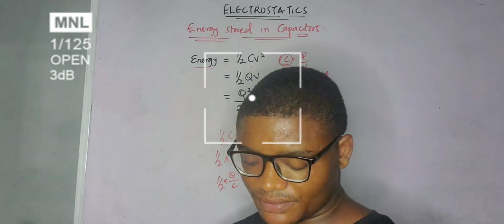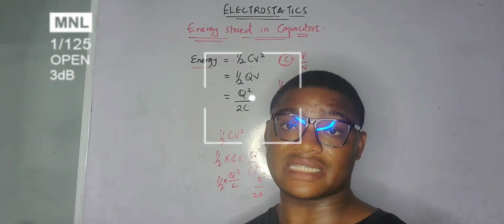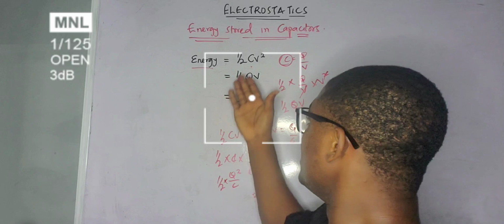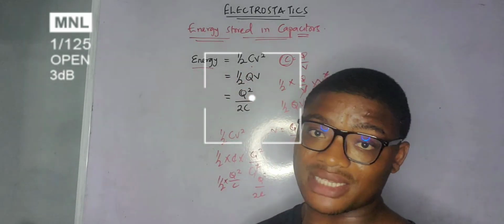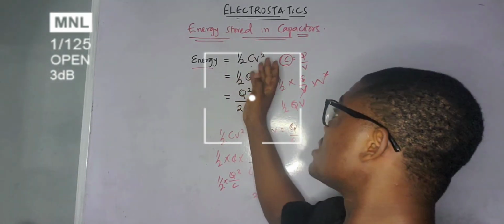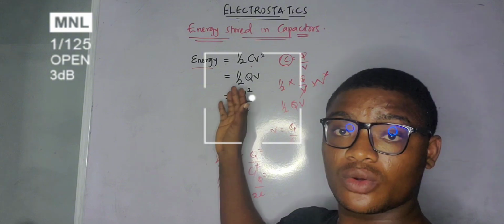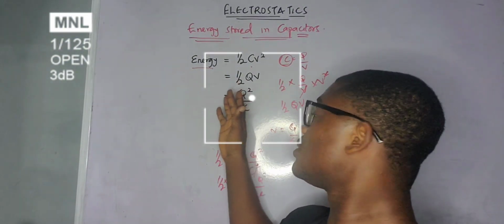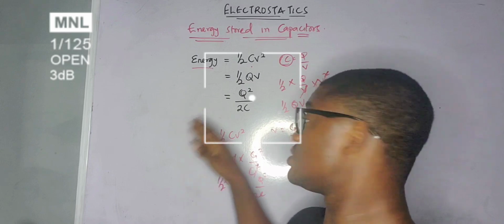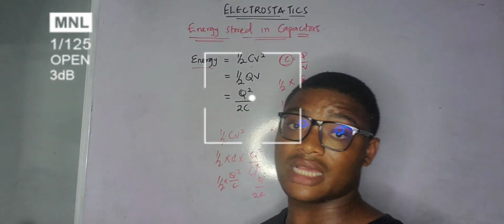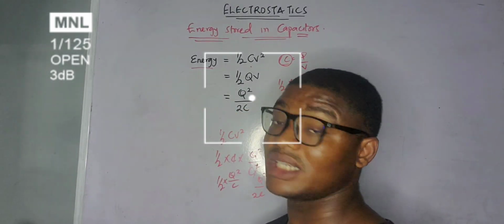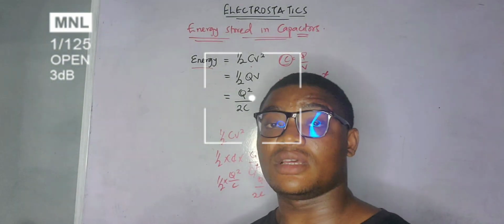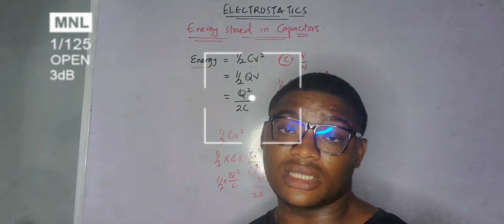So it's still the same thing. It depends on the parameters given to you in the question. If they give you parameters to do with capacitance and voltage, just use 1 over 2 CV squared. If they give you your charge and the voltage, just use 1 over 2 QV. If they give you your charge and the capacitance, just use Q squared over 2C as your formula for the energy stored in a capacitor. So that is everything on capacitance, capacitors, and energy stored in a capacitor.